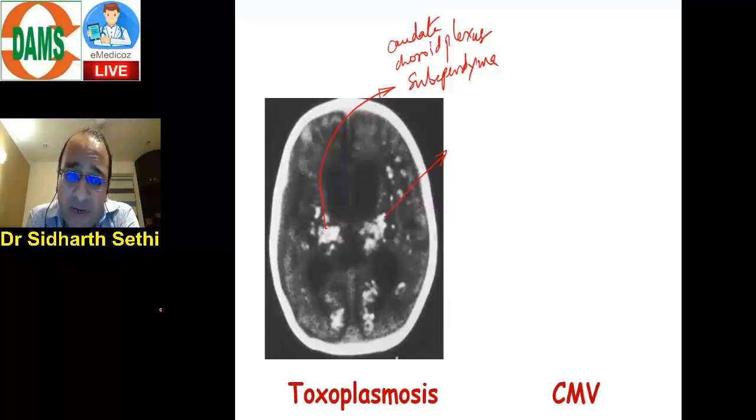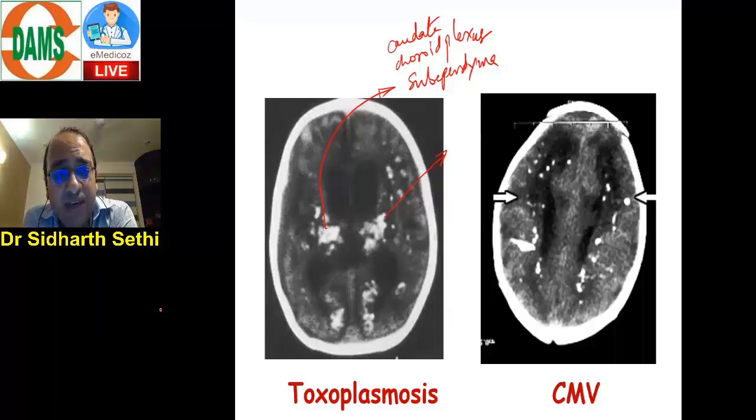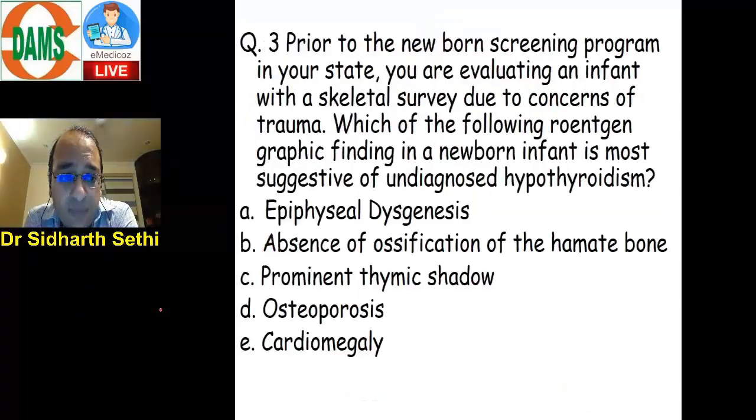Now remember everyone, you can even have CMV as a cause of intracranial calcifications. But remember that the calcifications in CMV are classically periventricular. So can you see the difference here? In CMV, the calcifications are periventricular. Let's go to the next question.